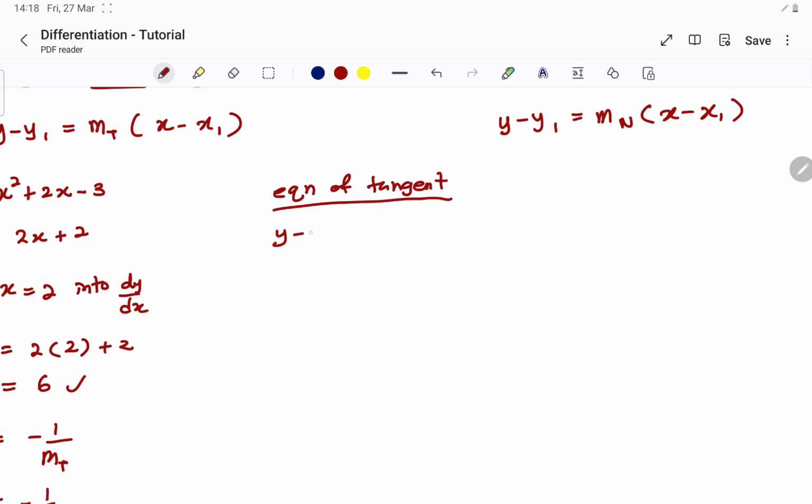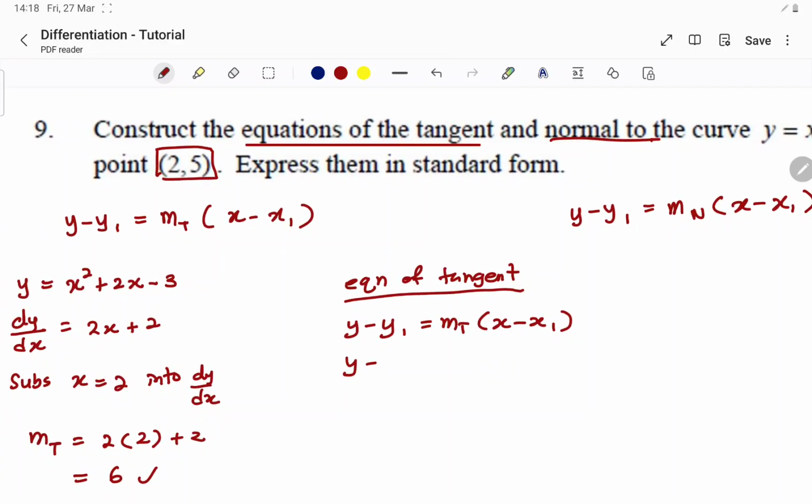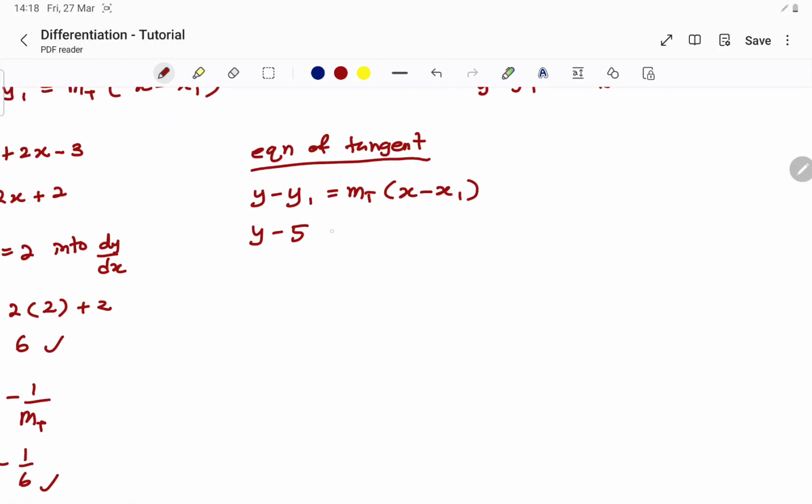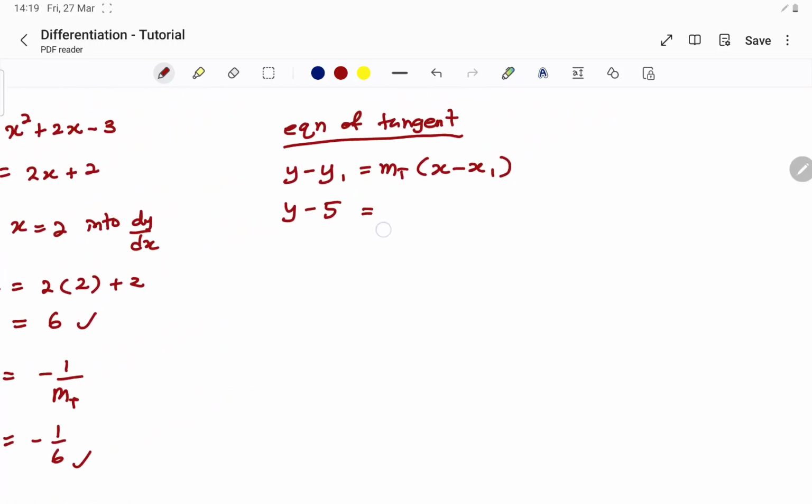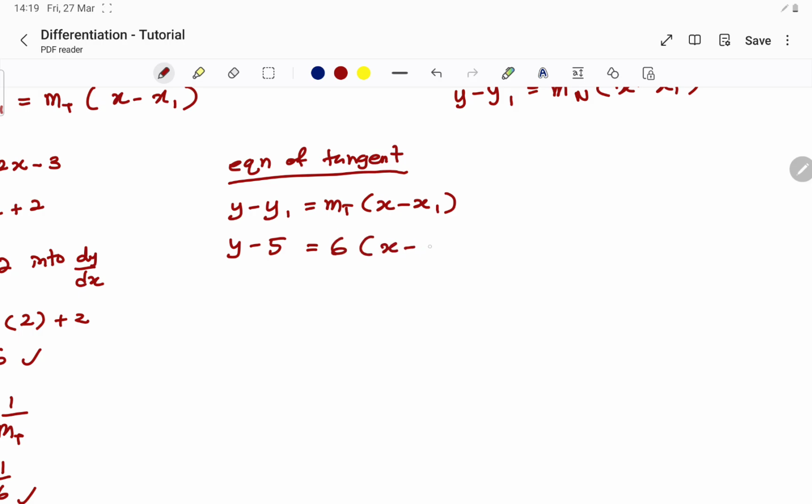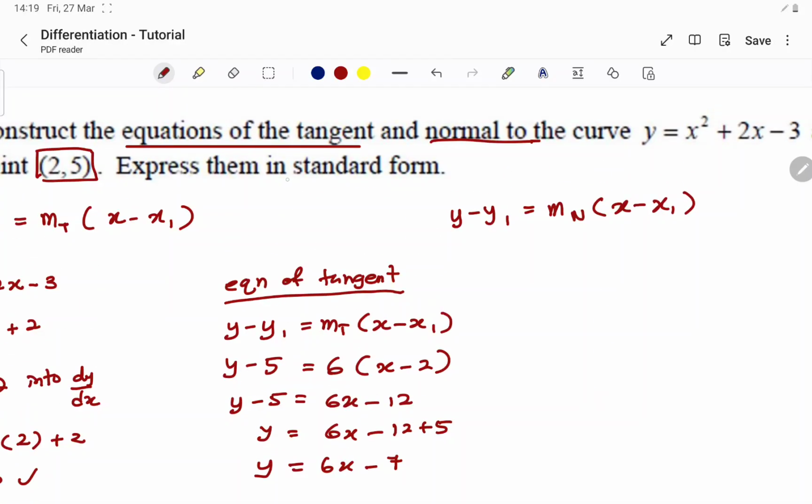Okay, y minus y1 equals mt times x minus x1. So y1 is equal to 5, mt is 6, x1 is equal to 2. You expand this and you get 6x minus 12. Negative 5 you bring to the right side, you get 6x minus 12 plus 5, so 6x minus 7, here is your y. But then the question said they want it in the standard form.